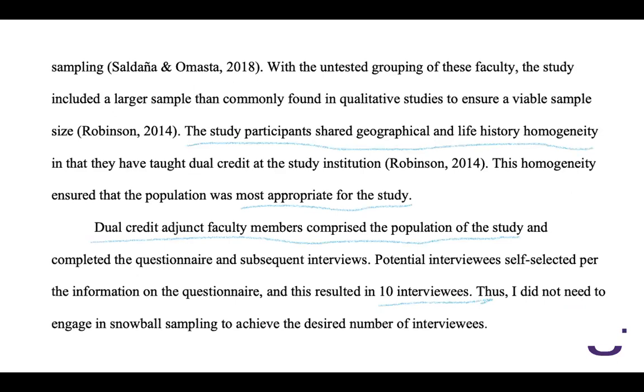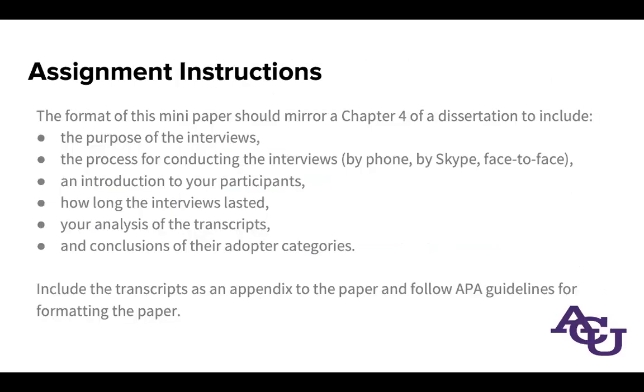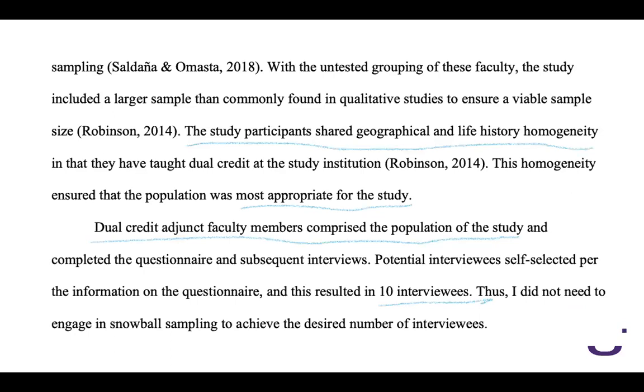So I've underlined some text here that shows some of the things that you're being asked to do in this list: describe the purpose of the interviews, the process, introduce the participants, etc. So we see here on the third line, the study participants shared geographical and life history homogeneity in that they taught dual credit at the study institution. So it's pointing out there was a commonality in that study.